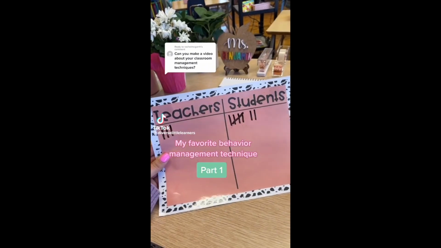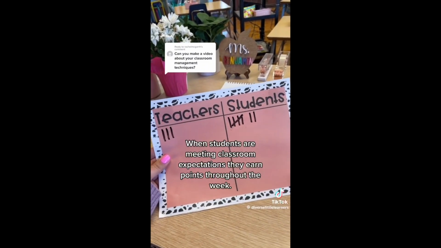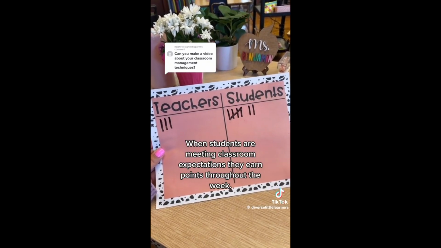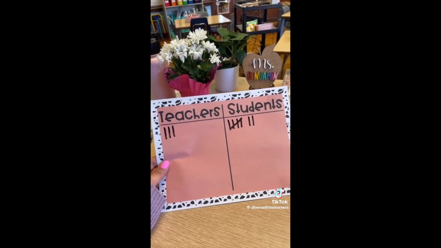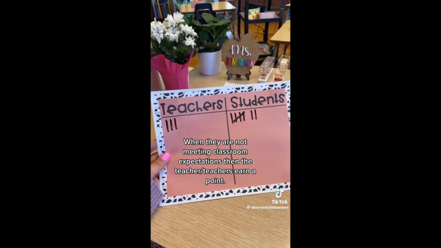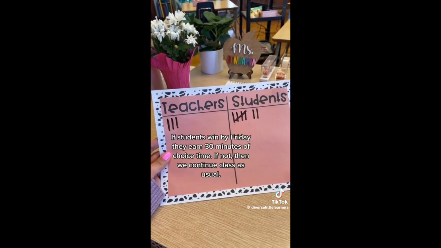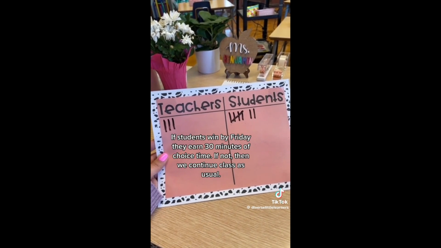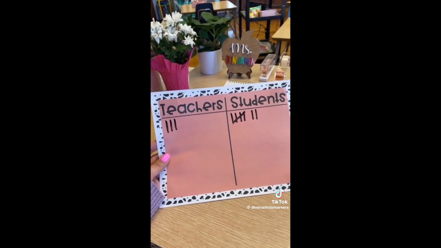I use this behavior management technique called teachers versus students. When students are doing what they're supposed to be doing and showing the expected behavior, they earn a point. When the students are not showing the appropriate behavior, then the teacher or teachers get a point. On Fridays, we count up the tallies, and if the students have more points, then they earn 30 minutes of choice time. If the teachers have more points, then we just continue class as usual.